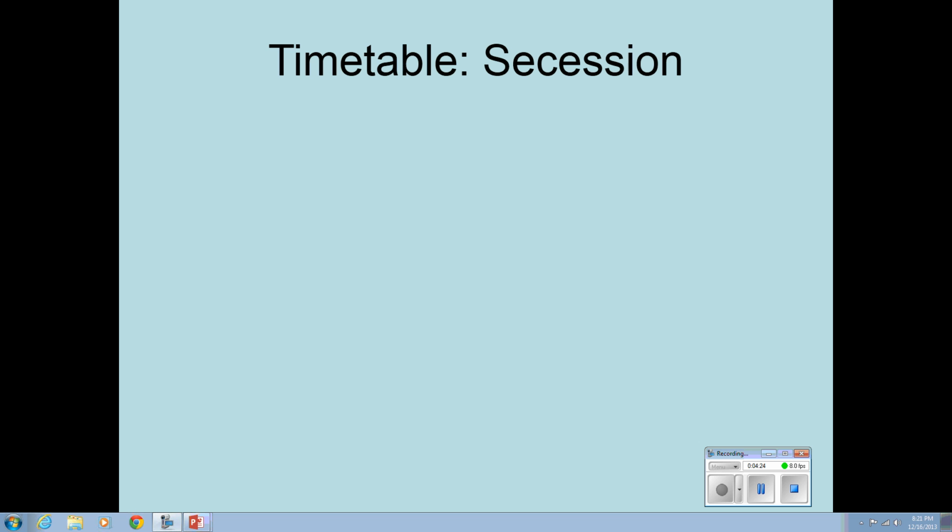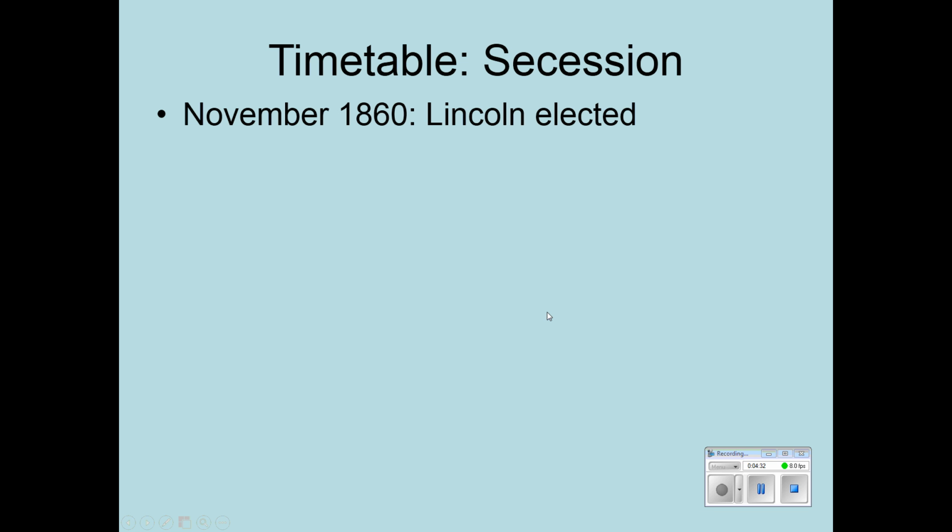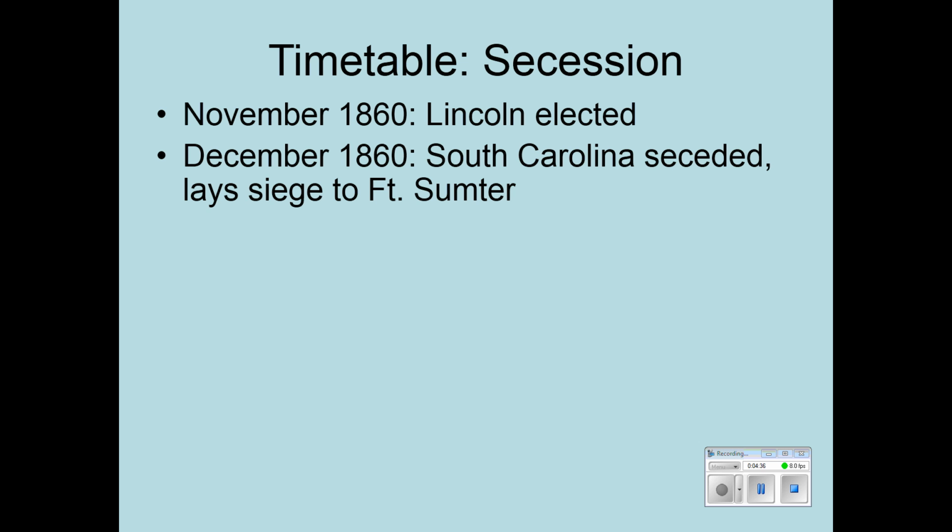After the election of Lincoln, the process of secession began, southern states leaving the Union. He was elected in November of 1860. A month and a half later, on December 20th, South Carolina seceded from the Union. 6 days later, the day after Christmas, they laid siege to Fort Sumter, a Union fort in Charleston Harbor.